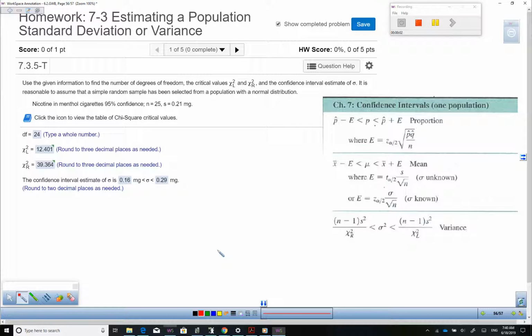Okay, this is problem number 1 on section 3, chapter 7. For this problem, we need to construct a confidence interval estimate of the population standard deviation.